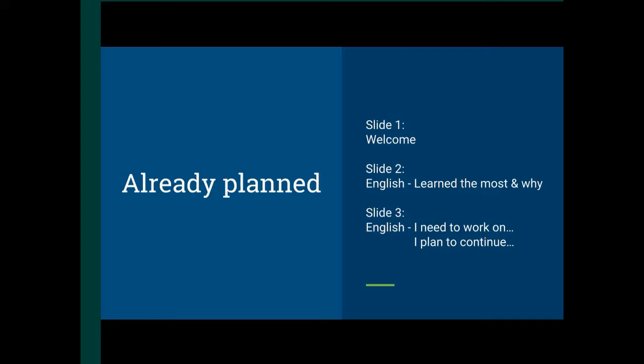And slide 3 should also be about English, and that's where you're going to tell us what you might still need to work on for your English class and what you want to keep doing. So those could be study skills, writing in your planner, all kinds of things. Ideally, you're going to have both. You may not have both for every class, but ideally we'd like to have both if we can.